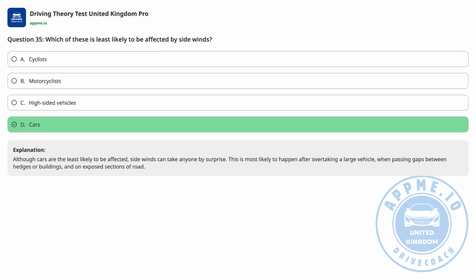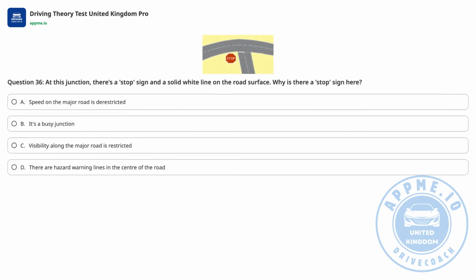The correct answer is D. Question 36. At this junction, there's a stop sign and a solid white line on the road surface. Why is there a stop sign here? A. Speed on the major road is restricted. B. It's a busy junction. C. Visibility along the major road is restricted. D. There are hazard warning lines in the center of the road.